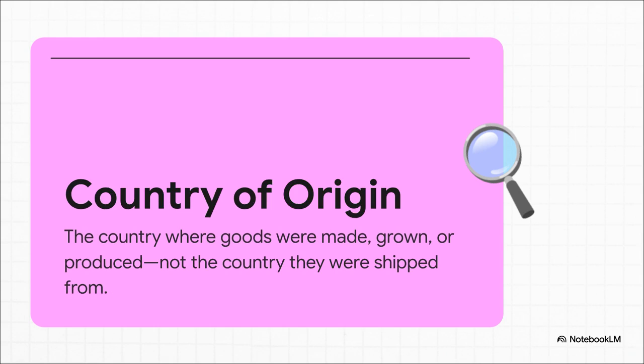Second, we have the country of origin. And this is so important. This is where the goods were actually made, or grown, or produced. It's not necessarily where they were shipped from. So, say you have electronics made in Vietnam, but they ship out from a warehouse in Singapore. The country of origin is Vietnam. Getting that distinction right is what determines whether you can get a discount on your duties.